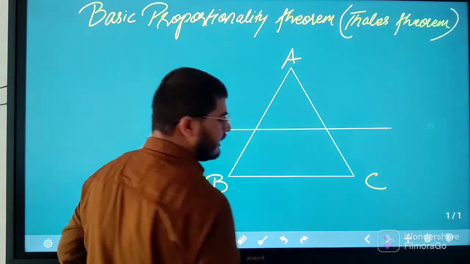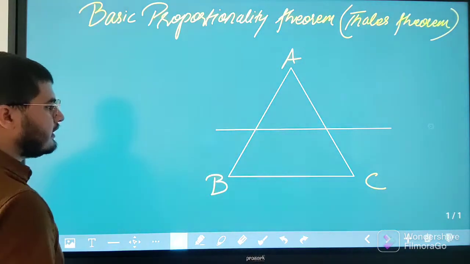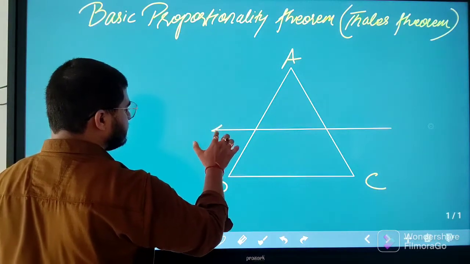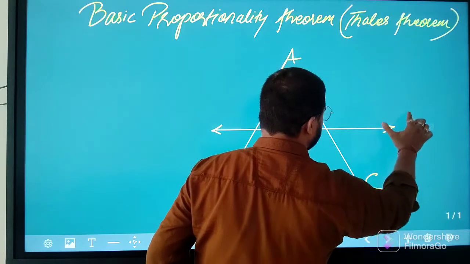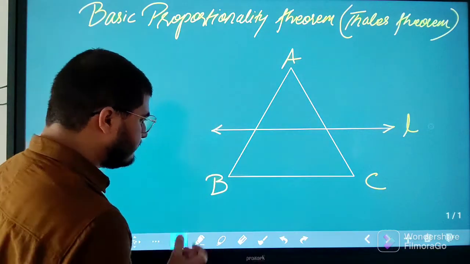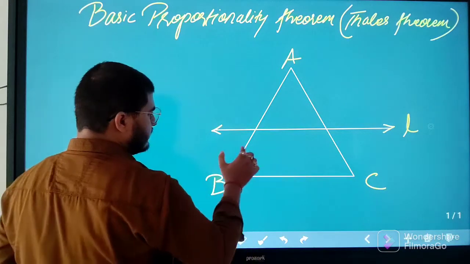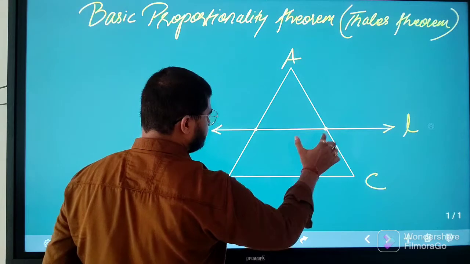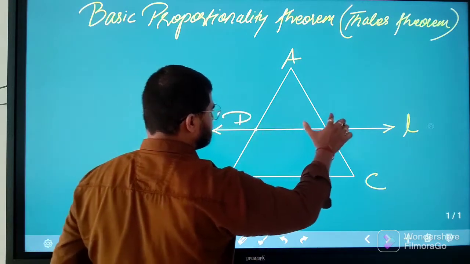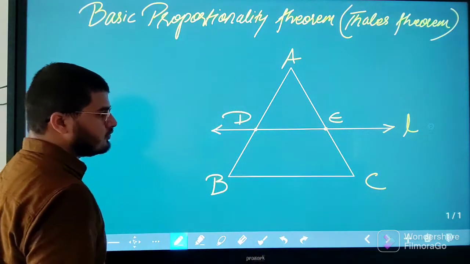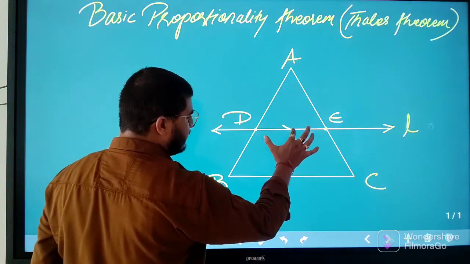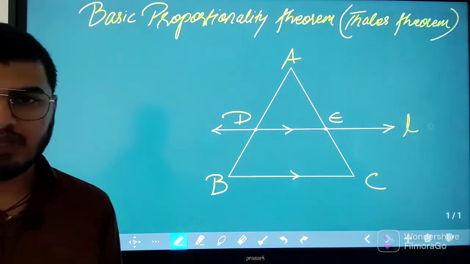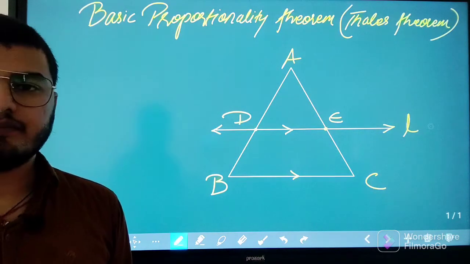So there is a triangle ABC and there is a line, let us say line L, which is parallel to BC. So it is intersecting the triangle at two distinct points. Let us name these points as D and E. So we can say that DE part of the line is parallel to BC. DE portion is parallel to BC.